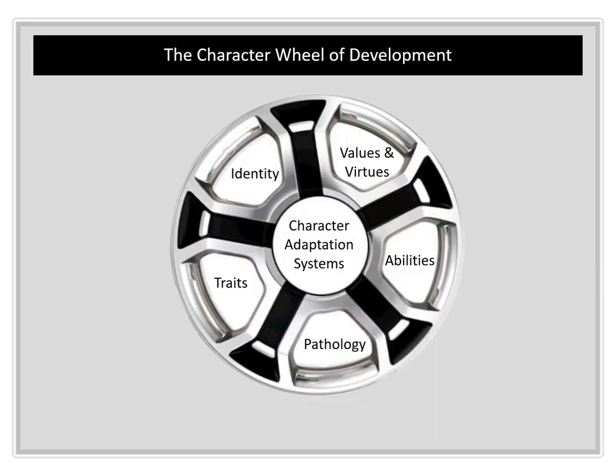Ultimately, CAST and the Wheel of Development provide a comprehensive map of the primary domains of human personality, both in the way in which they're organized and setting the stage for how they develop across time and context.